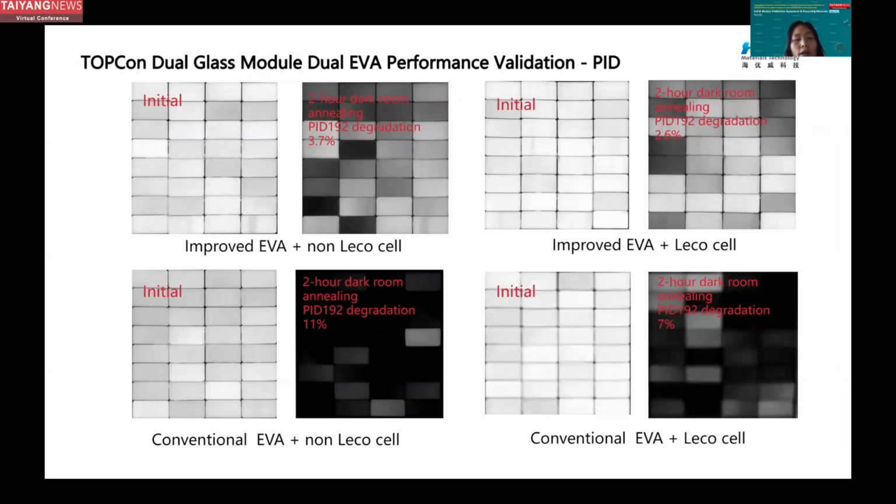LECO cell technology has become one core of the TOPCon cell technology, and we have done some comparative verification. You can see that with our improved EVA plus LECO cell, in darkroom 2 hours, the PID 119.2 reached a level of 2.6%.